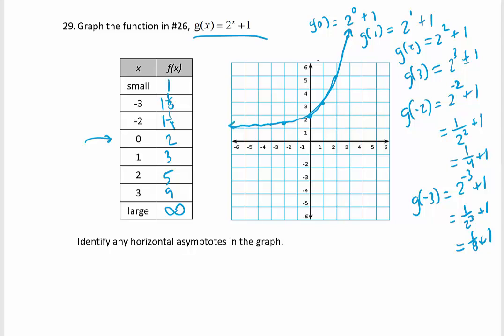As x gets real small, we're going to get close to, let's just say this, close to 1. We'll never actually get to 1. So that tells me that there is this horizontal asymptote there that we are not going to cross over. And that is the line y equals 1. So there is our horizontal asymptote, y equals 1.